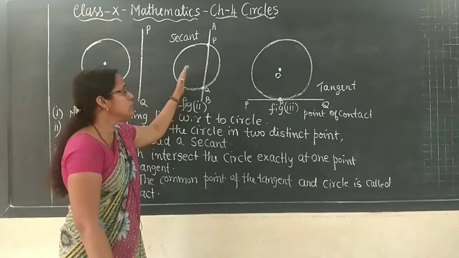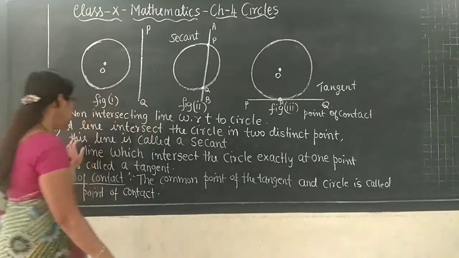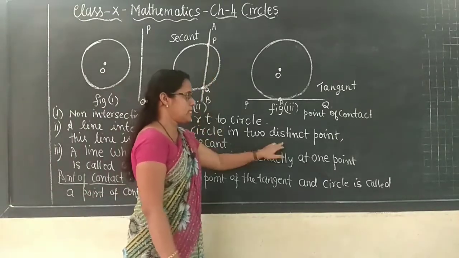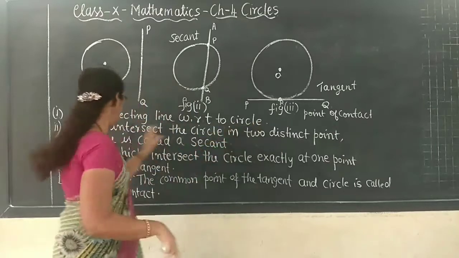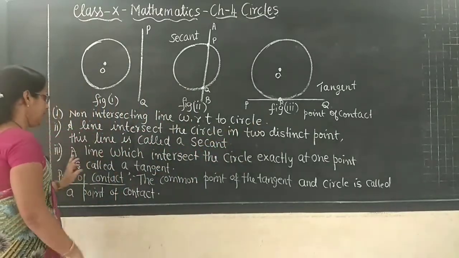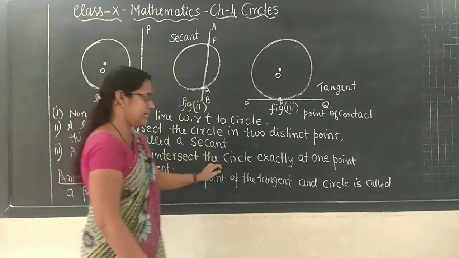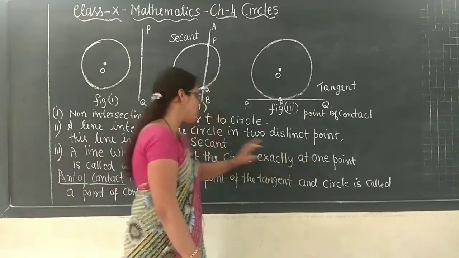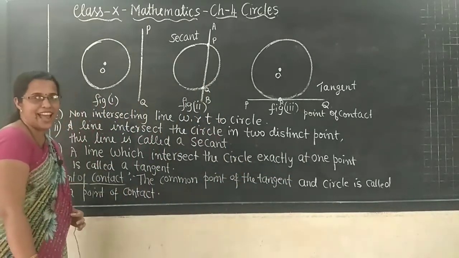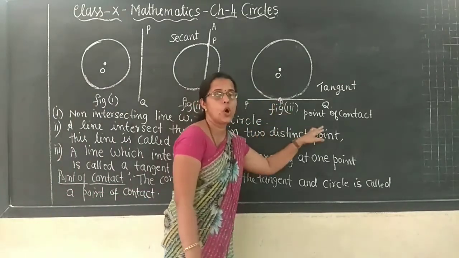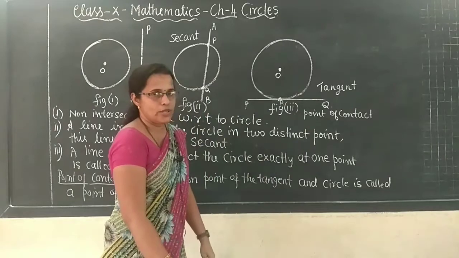Is it okay? So secant means what, children? The line intersects the circle in 2 points, 2 distinct points. Then it is called a secant. Then the third one is called a tangent. The line which intersects the circle exactly at one point is called a tangent. A tangent touches the circle at one point. That point is called the point of contact.